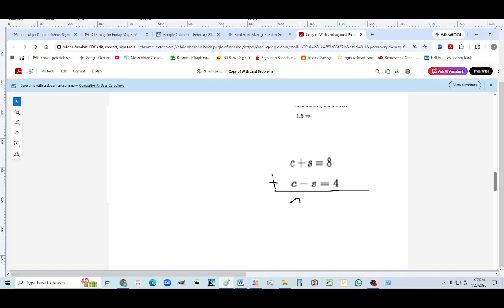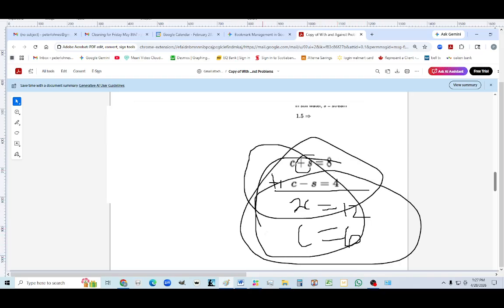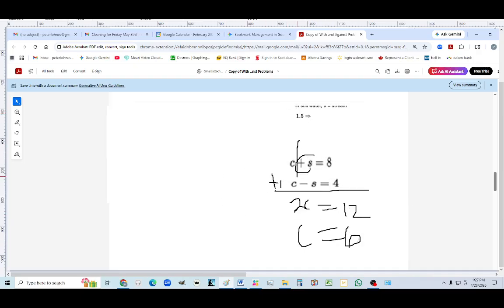C plus C is 2C. Plus S plus minus S, the S minus S goes away. And 8 plus 4 is 12. We divide by 2. Canoeist speed is 6. Instead of substitution, I think it's called elimination. But this only works when you have an opposite sign. You can add them. You can also subtract them.